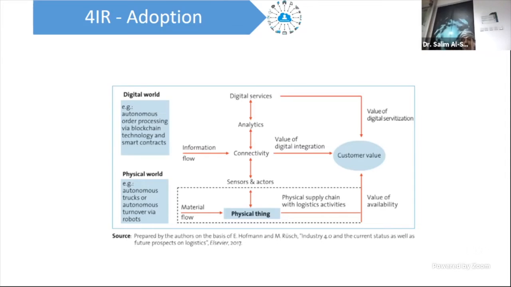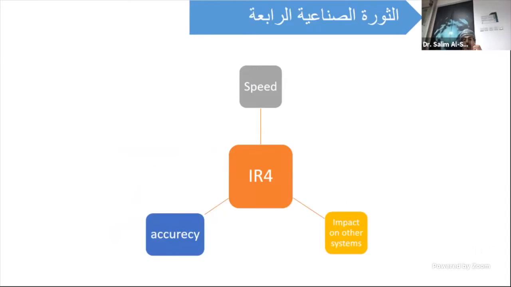So the current technologies are a simulation of what we are, or the reflection of what we are. We have our brain, but they have their machine learning. Why do we call it IR4? The metric factor: the speed, the accuracy and the impact on other systems. What do you mean? By one click, within less than 3 seconds, everything is supposed to be done. That we will see later on.